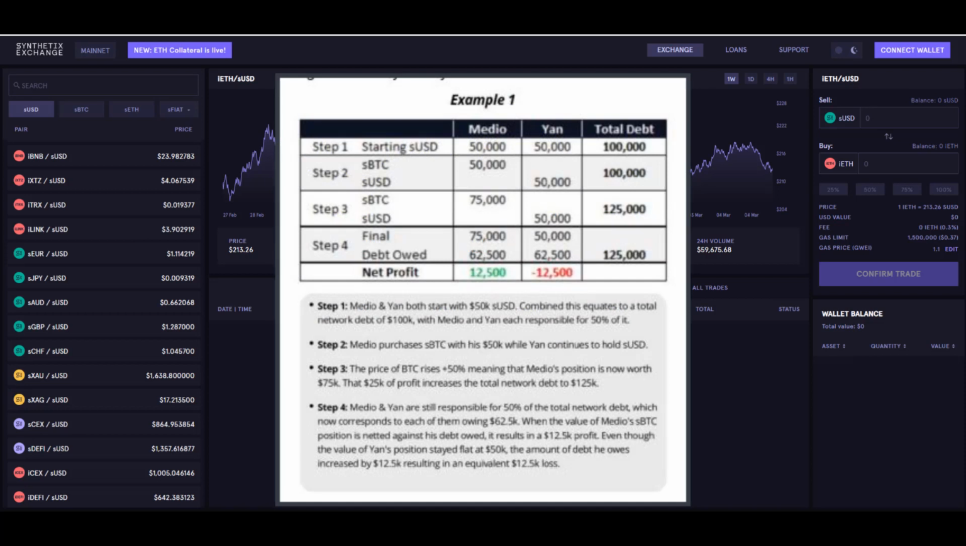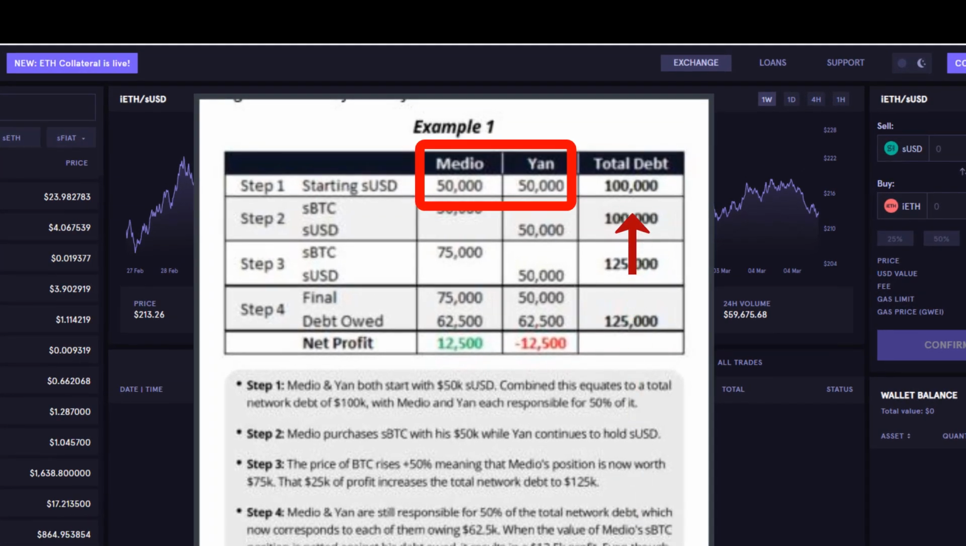Imagine Medio and Yan both start with 50K SUSD. Combined, this equates to a total network debt of 100K, with Medio and Yan responsible for 50% of it. Just to make sure I didn't lose you guys, this SUSD that I'm talking about is basically the synth that gets issued to you when you put up your SYNTHETIX token as collateral.